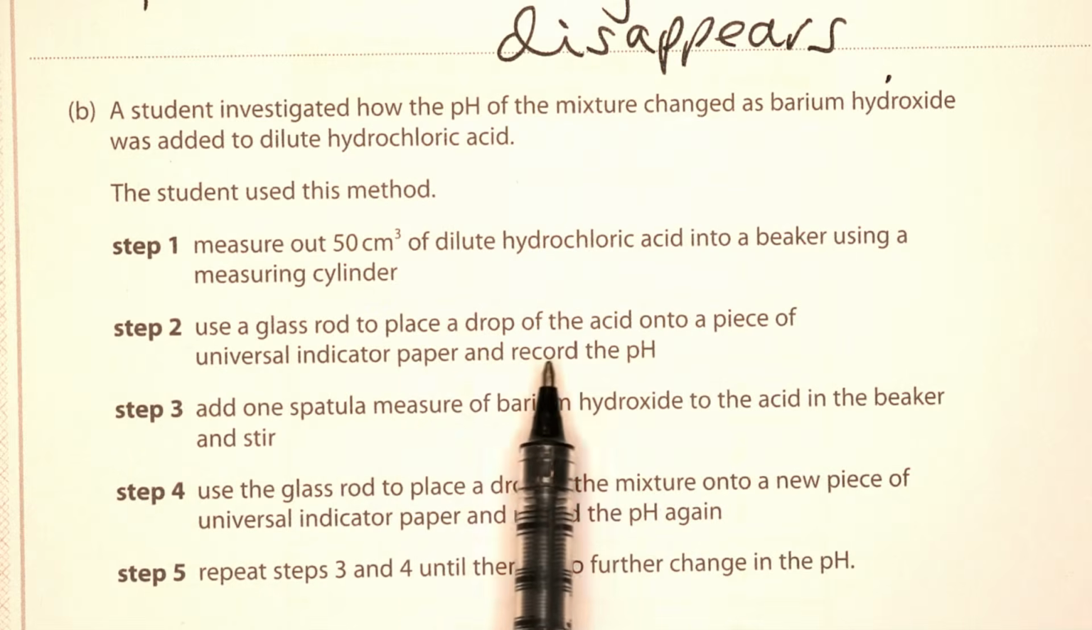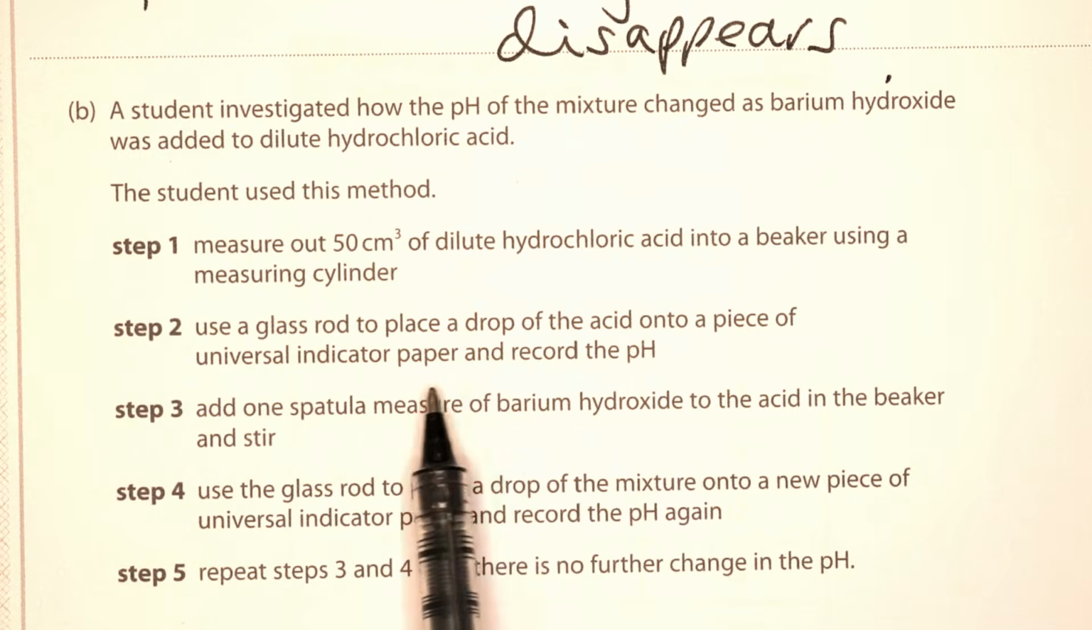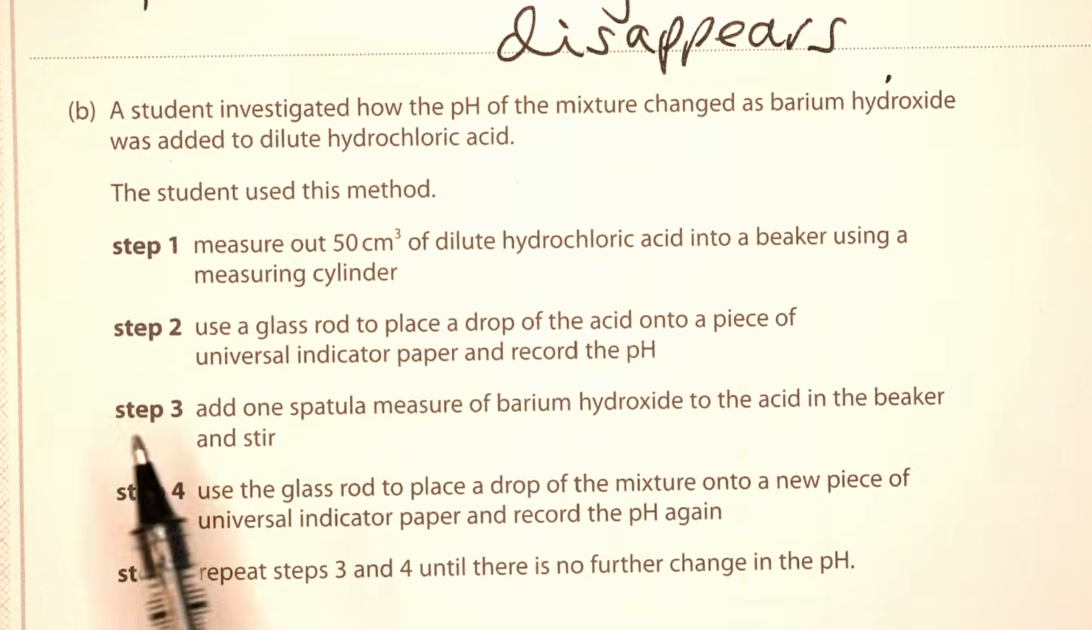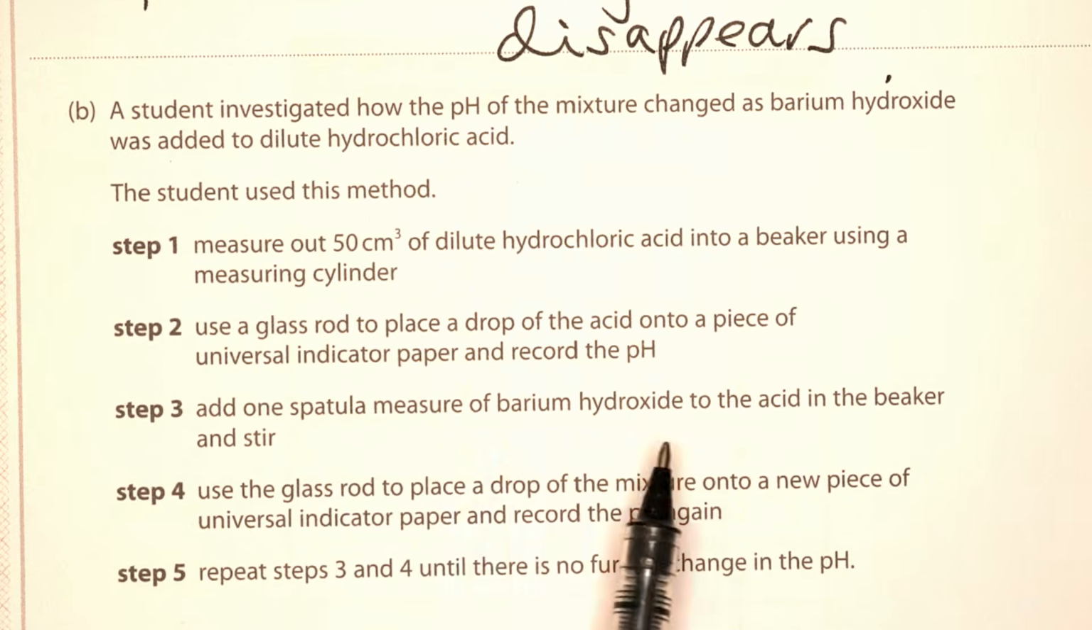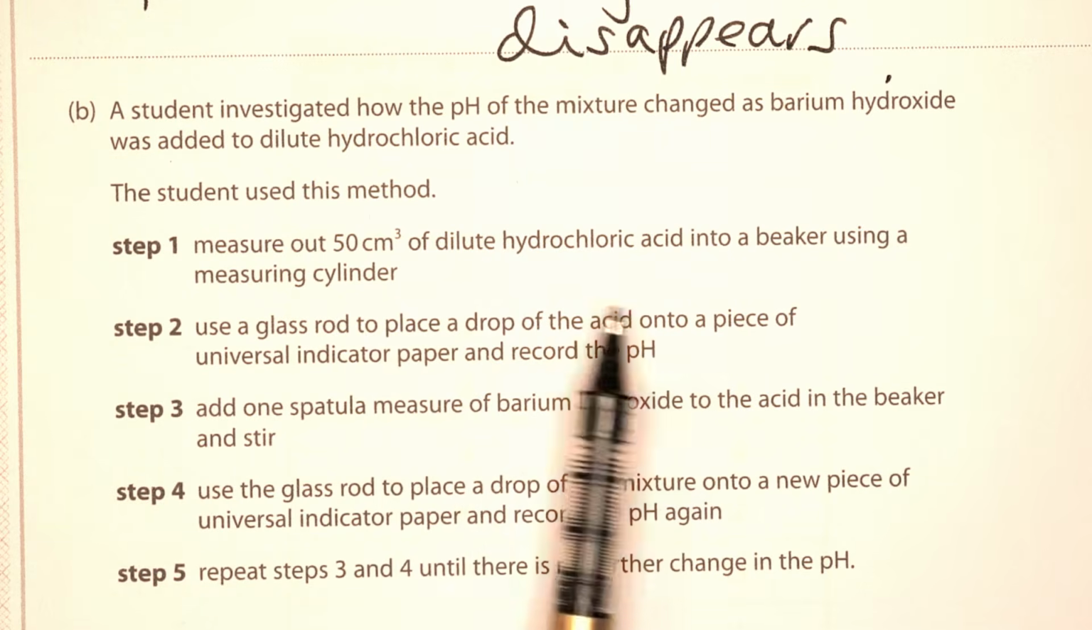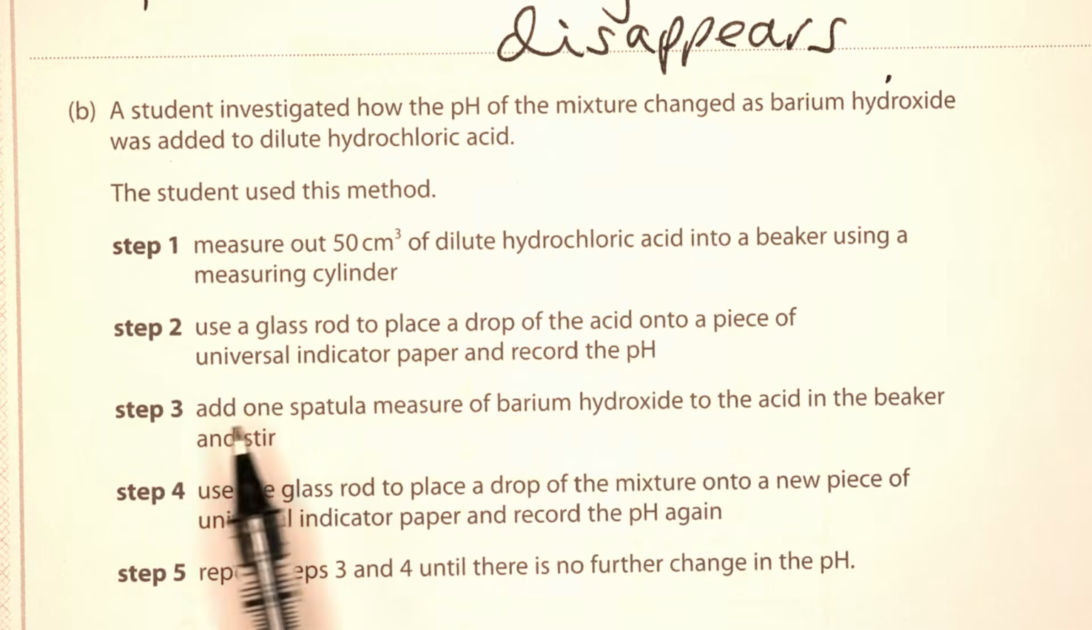Use a glass rod to place a drop of the acid onto a piece of universal indicator paper and record the pH. Add 1 spatula measure of barium hydroxide to the acid in the beaker and stir. Use the glass rod to place a drop of the mixture onto a new piece of universal indicator paper and record the pH again. Repeat steps 3 and 4 until there is no further change in the pH. So basically we're starting out with an acid, adding a base to it, and testing the pH each time we add the barium hydroxide to see if the pH has changed.